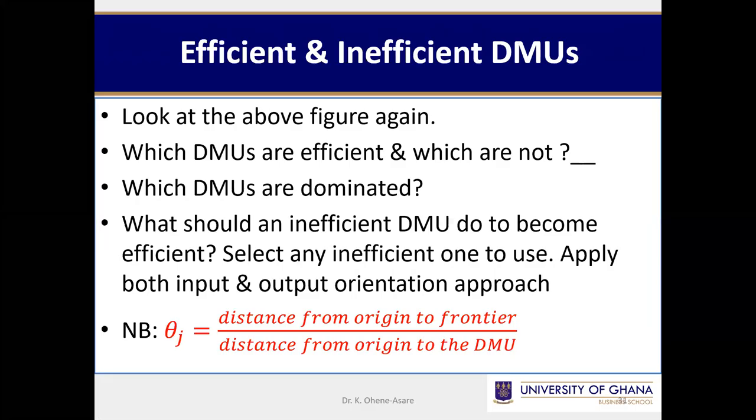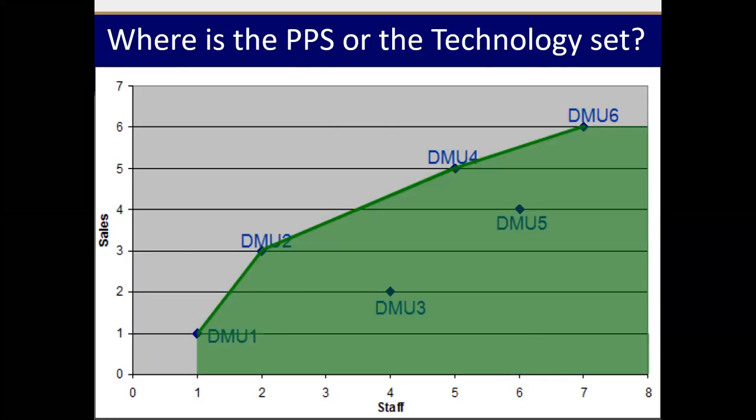Now, what should an inefficient DMU do to become an efficient DMU? If you look at the inefficient DMU 3 and DMU 5, what should they do to become efficient? I'll take one of them and tell me what he has to do to become efficient.